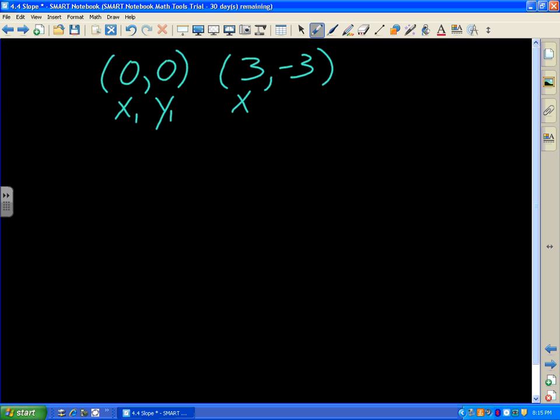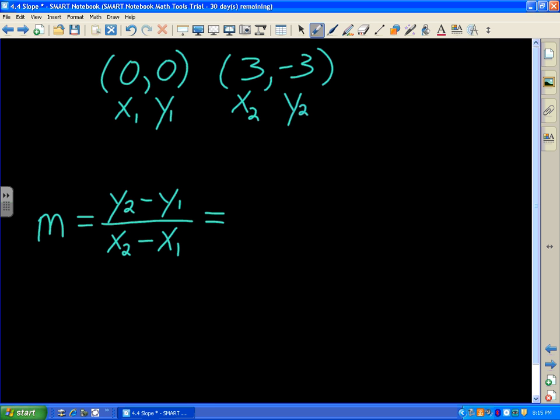Go ahead and label those. And we say m is equal to, and here's your formula, y sub 2 minus y sub 1 on top, which is the change in y, and then x sub 2 minus x sub 1 on bottom, which is the change in x.